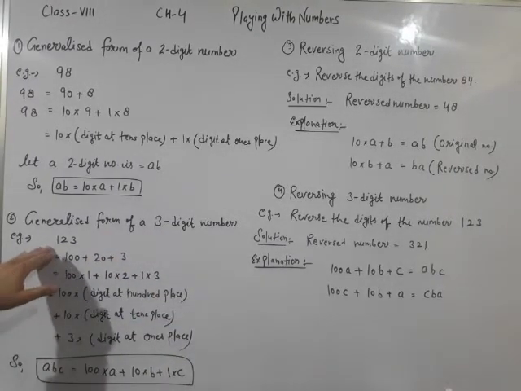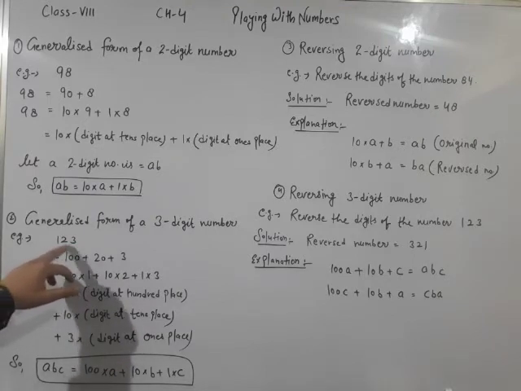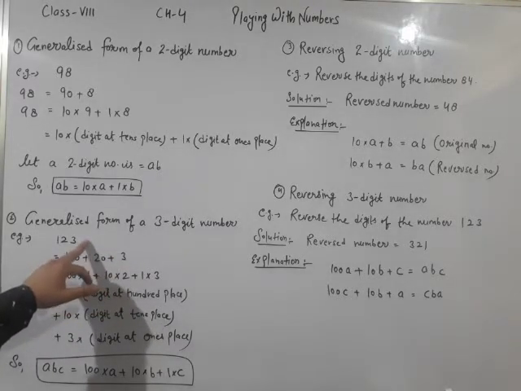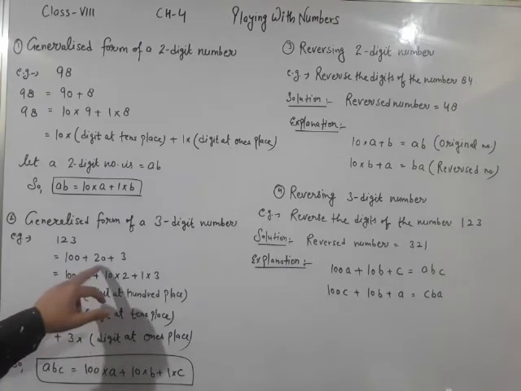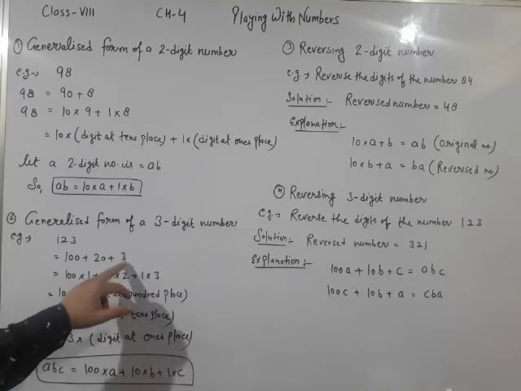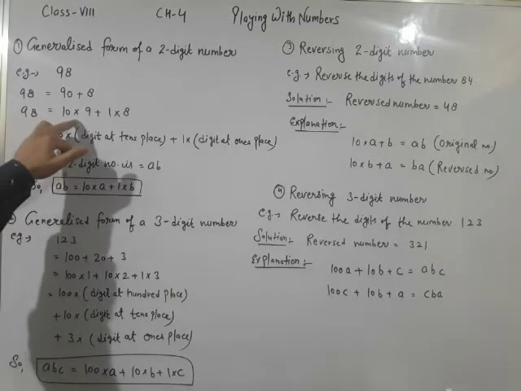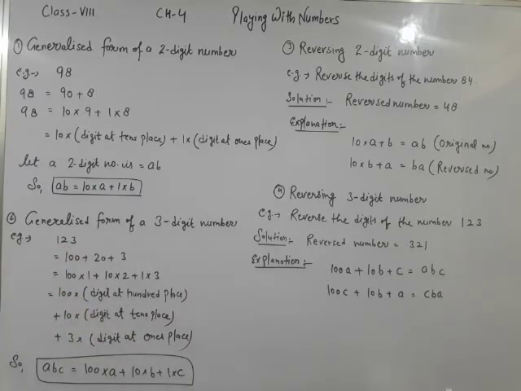For example, if we have a 3-digit number 123, 123 can be written as 100 plus 20 plus 3, because when we add these three numbers, we get 123. So 100 can be written as 100 multiplied by 1, 20 can be written as 10 multiplied by 2, and 3 can be written as 1 multiplied by 3. Students, what we are doing here is finding the expanded form of 98 and the expanded form of 123, and then we are converting that expanded form according to face value and place value.